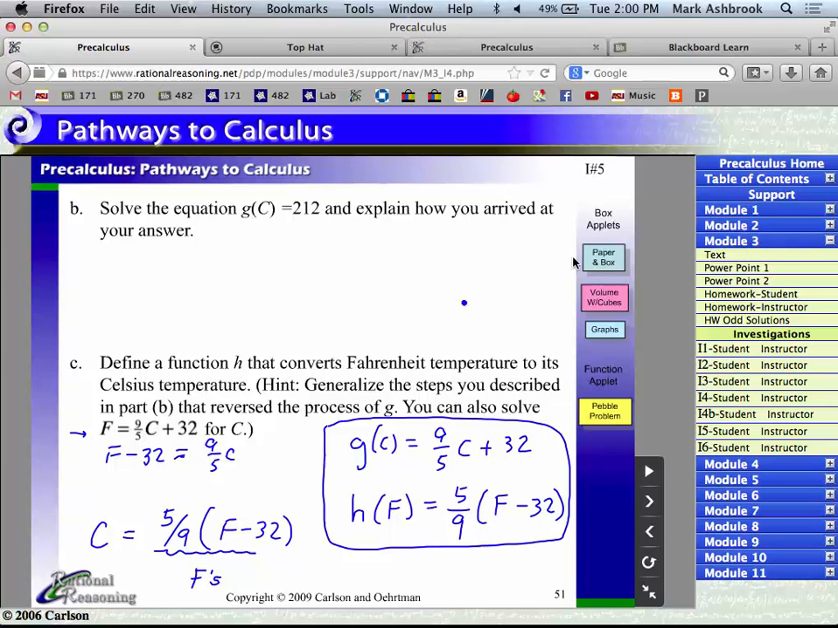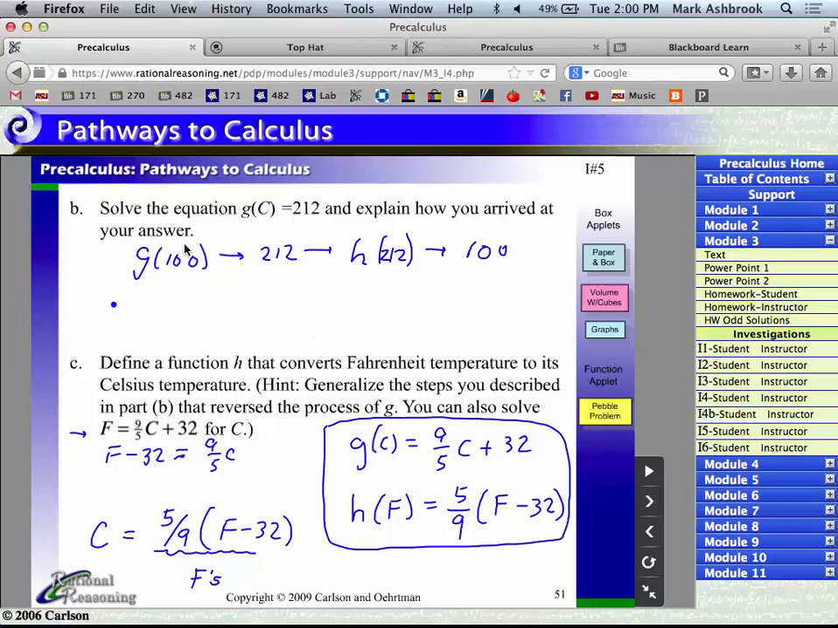Okay, so we said that if you put 100 into G, you get 212. And if you take that 212 and you put it into H, we're going to get what? We're going to get 100 back. Why? Because the process of H reverses or undoes the process of G.